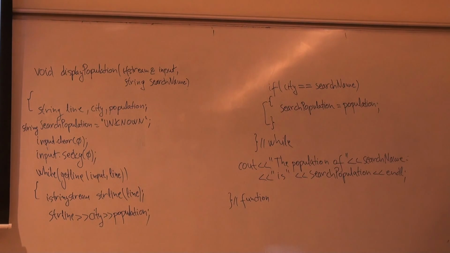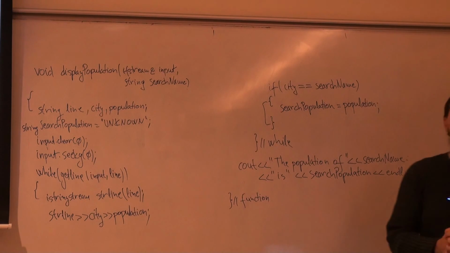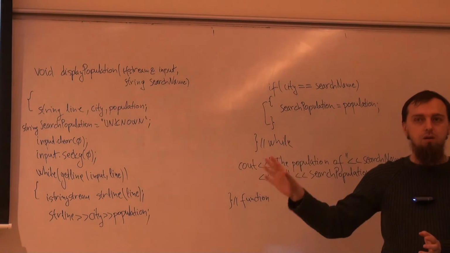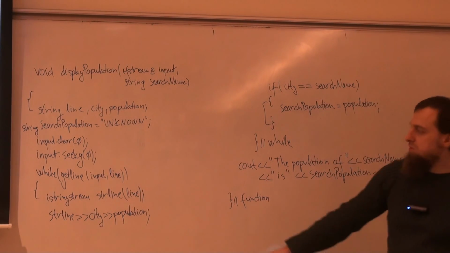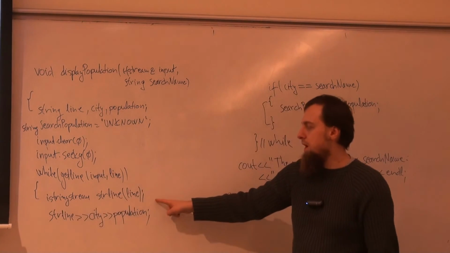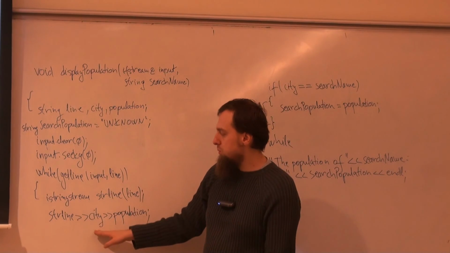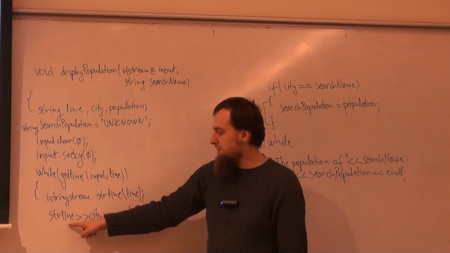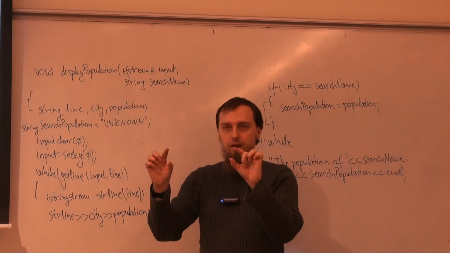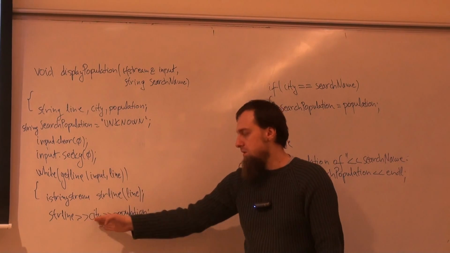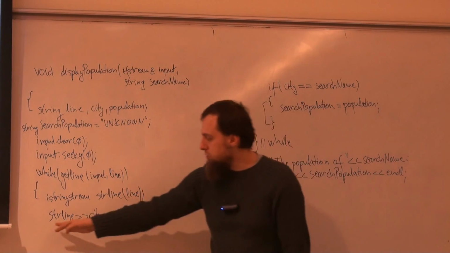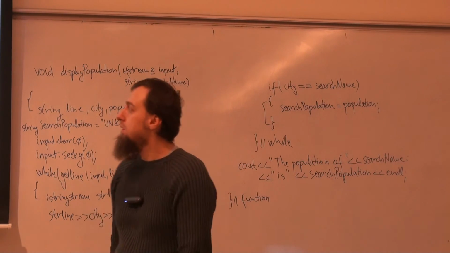Any questions about this? Yes or no? Is this clear? Okay. Just pay attention to this iStringStream line. Usually we have used it with another while loop. But in this case we are sure that each line consists of two words. One of them is the city, and the other one is the population. That's why we can write it like this.